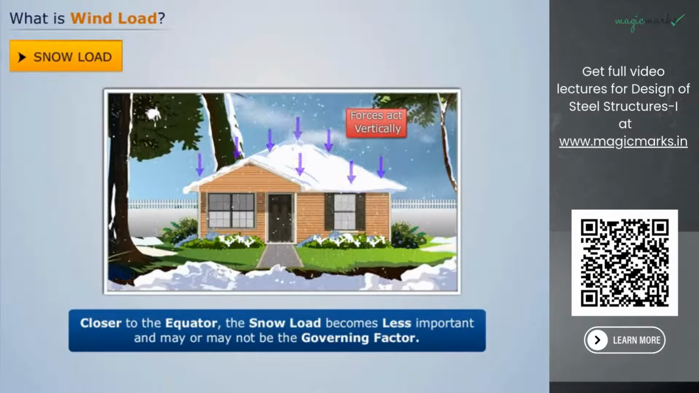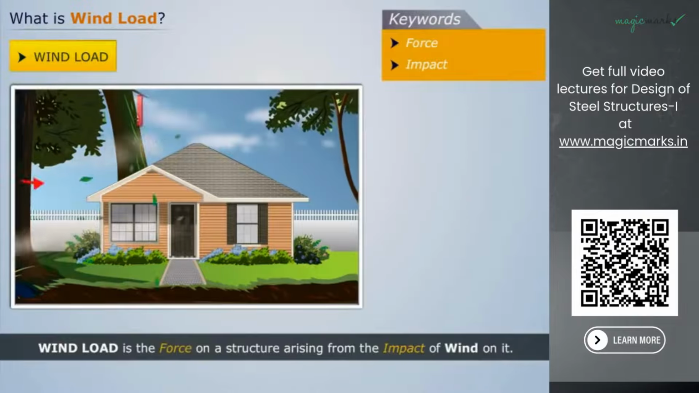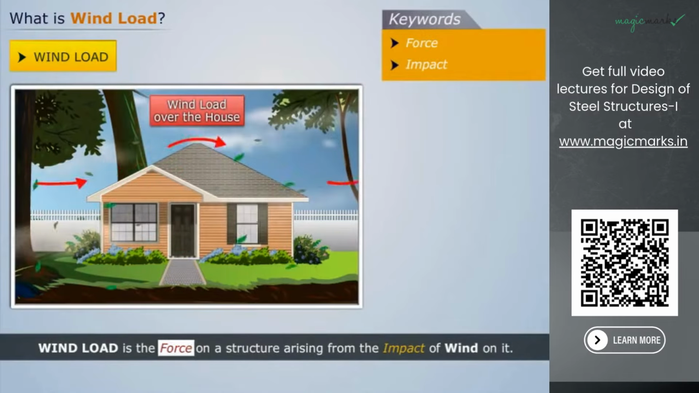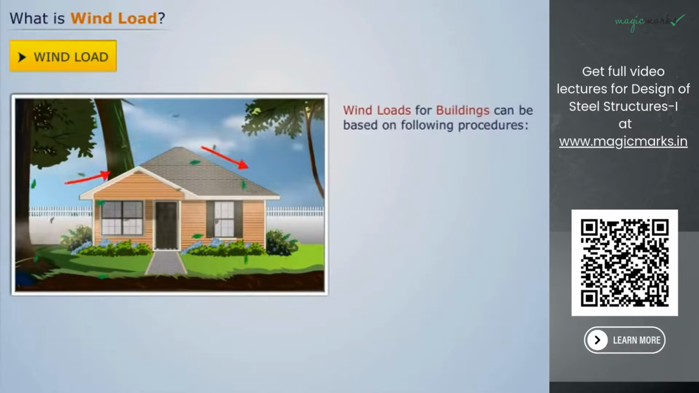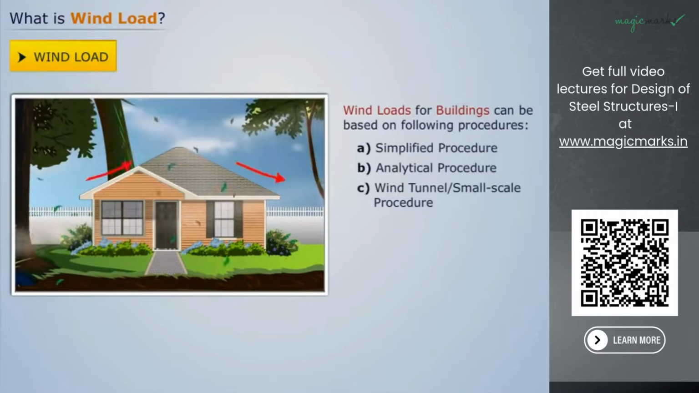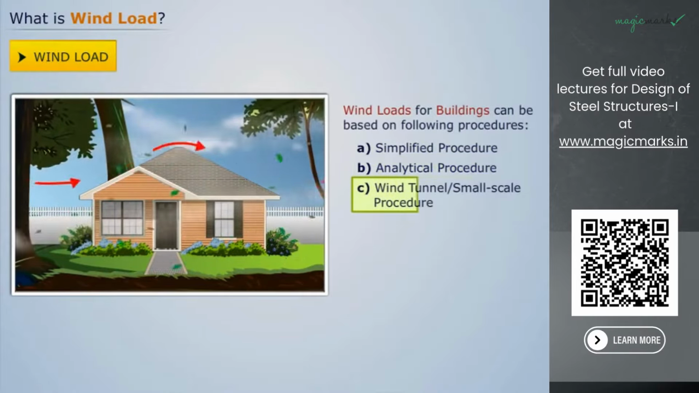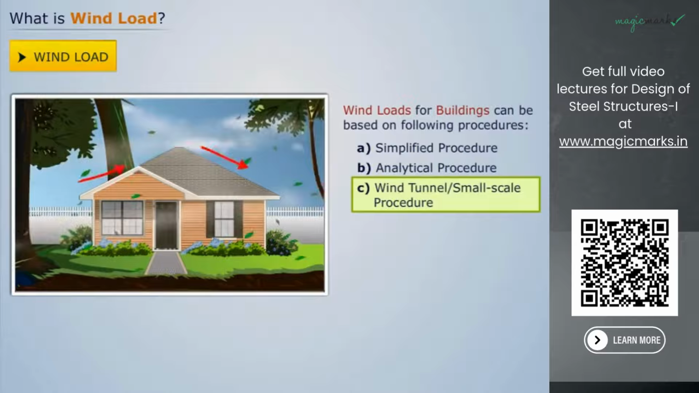Now, come to our main topic, wind load. Wind load is the force on a structure arising from the impact of wind on it. Wind loads for buildings can be based on the following procedures. They are the simplified procedure, the analytical procedure, and the wind tunnel or small-scale procedure.